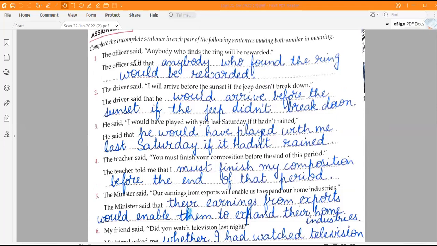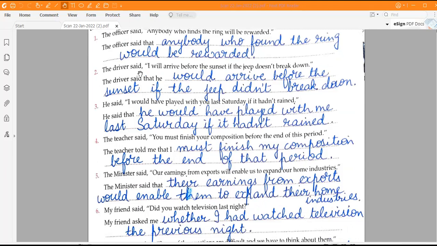The first one: the officer said, "Anybody who finds the ring will be rewarded." The answer is: the officer said that anybody who found the ring would be rewarded.